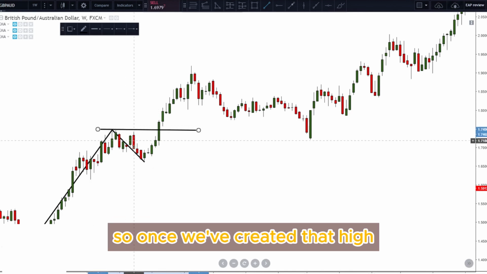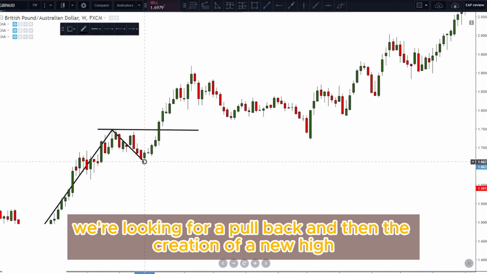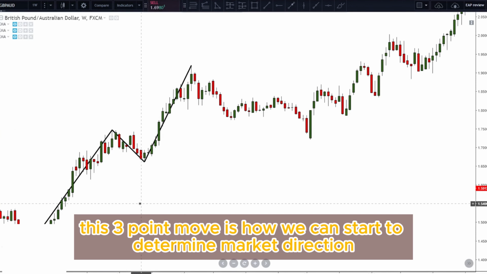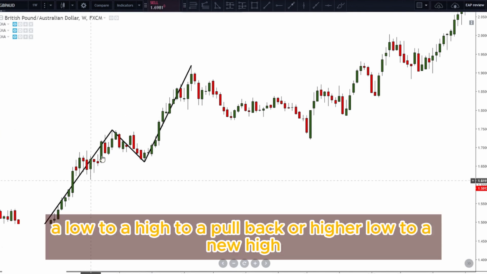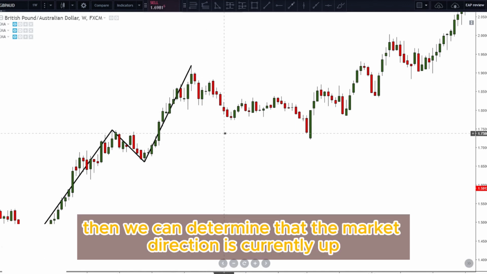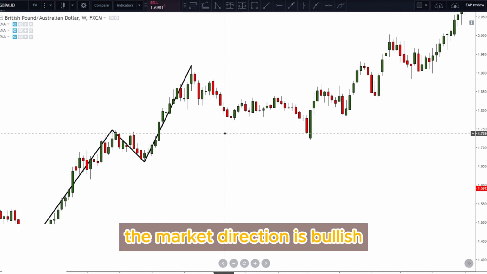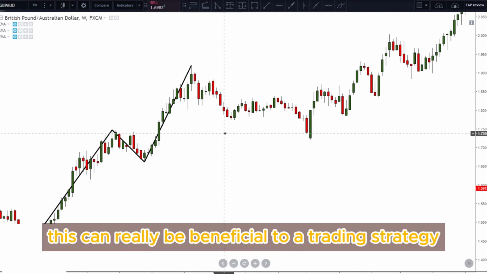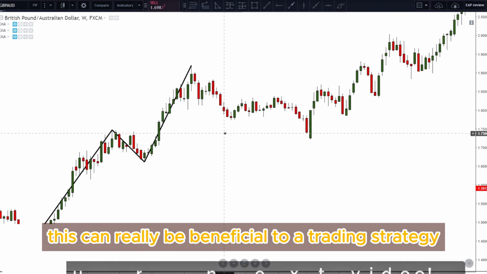So once we've created that high, we're looking for a pullback and then the creation of a new high. This 3-point move is how we can start to determine market direction. Once we have this 3-point move, a low to a high, to a pullback or higher low, to a new high, once that's created, then we can determine that the market direction is currently up. The market direction is bullish. And with that being the case, we have the ability to restrict ourselves to only bullish trades, to only long trades, and this can really be beneficial to a trading strategy.